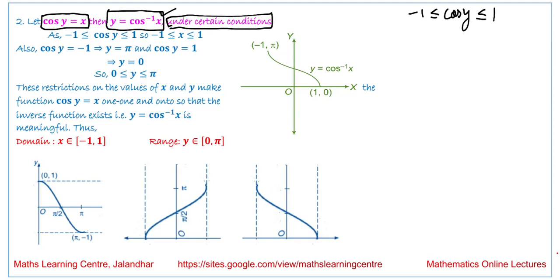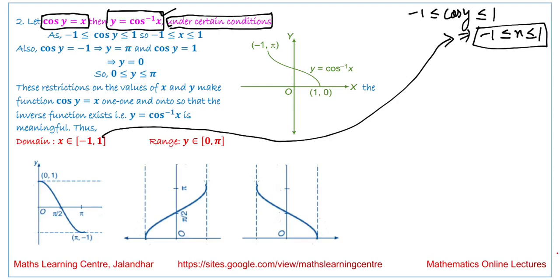So it means that the value of x we have over here is minus 1 less than or equal to x less than or equal to 1. So the domain of this function is from minus 1 to 1. We are talking about the domain of the function y is equal to cos inverse of x. The domain of this function is minus 1 to 1.